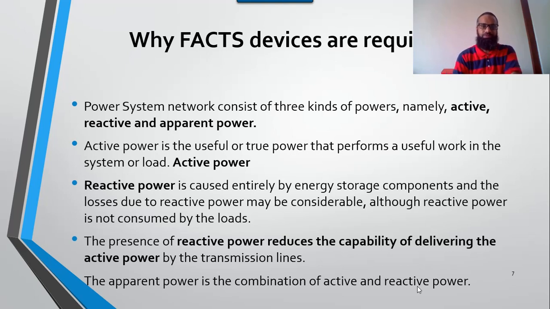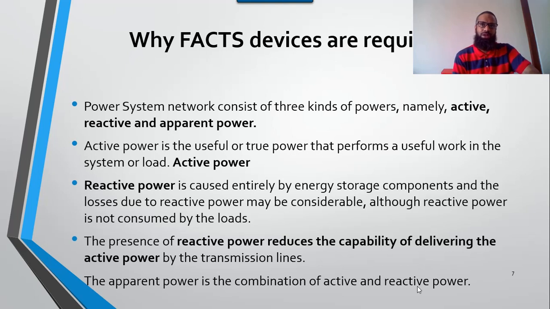I already told you that the common types of power which are used are active power and reactive power, and the combination of active and reactive power is the apparent power. So what is active power? Active power is the actual power or the true power which is being consumed by the load, and this power is due to the resistance in the power system. What is the reactive power?